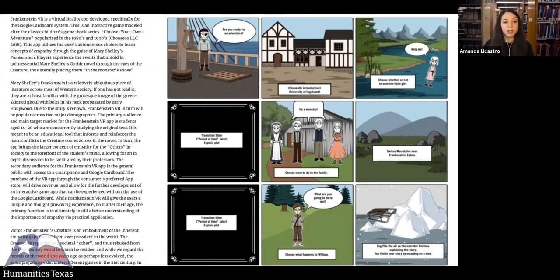The last paragraph reads, "Victor Frankenstein's creature is an embodiment of the inherent empathy gap that has been ever prevalent in the world. The creature is regarded as a societal other and thus rebuked from the 19th century world in which he resides. And while we regard the morals of the world 200 years ago as perhaps less evolved, the same prejudices exist under different guises in the 21st century."